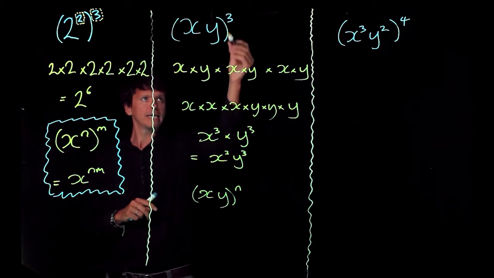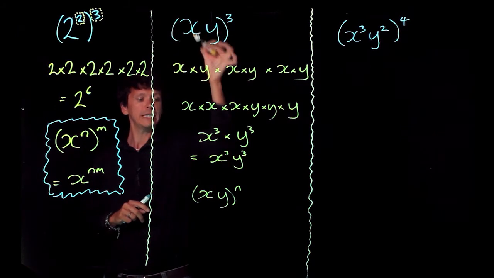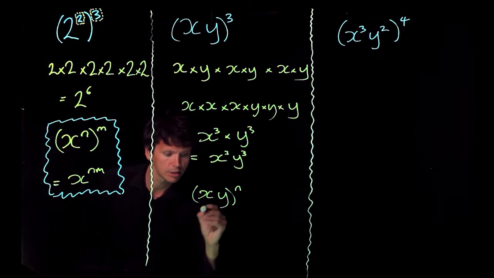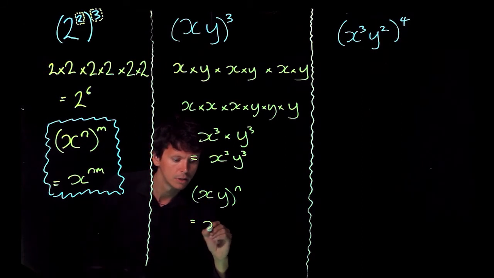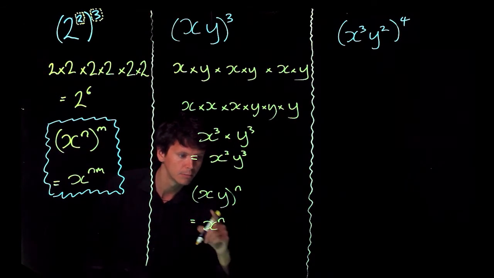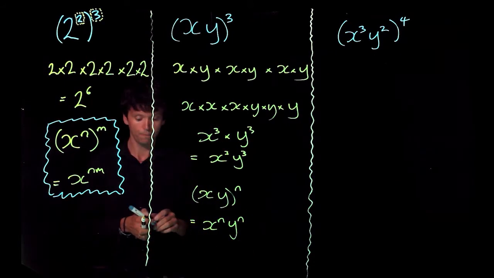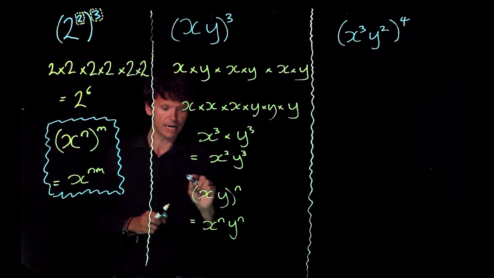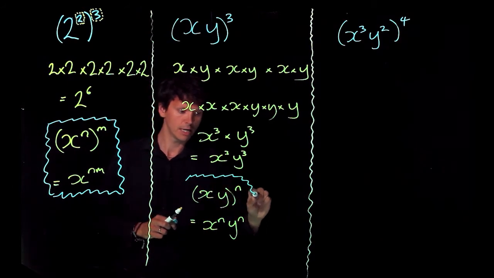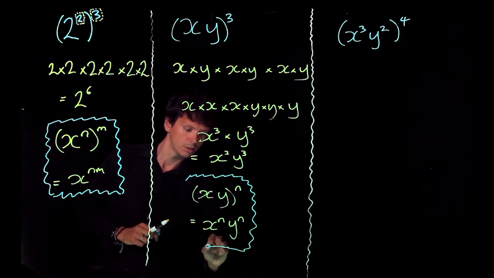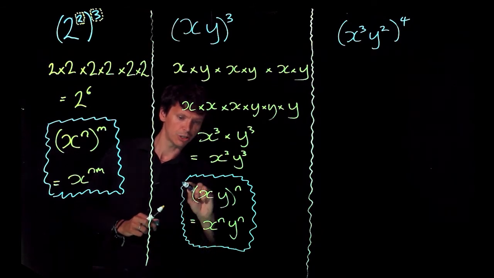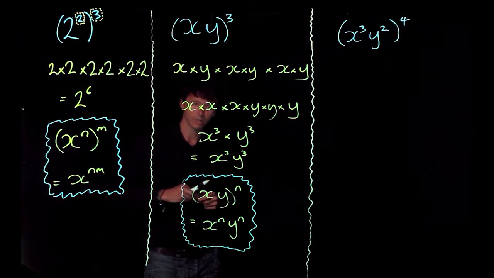And just like we did here, we're going to apply the power to each of the terms of the product. So that equals x to the n multiplied by y to the n, or x to the n y to the n. Again, a really important generalization, or rule if you like. So I'm going to put a box around that one.